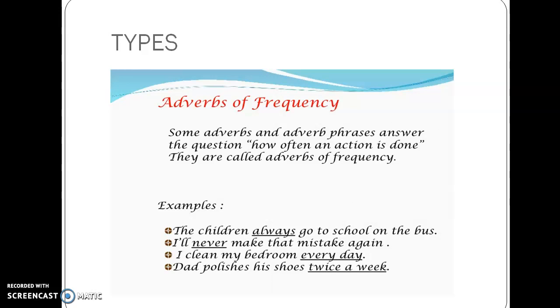The children always go to school in the bus. How often do they go? Always. I'll never make that mistake again. How many times or how often will I make that mistake? Never. I clean my bedroom every day. How often do I clean my bedroom? Every day. Dad polishes his shoes twice a week. How often does he polish his shoes? Twice a week. So adverbs of frequency answer the question how often an action is done.